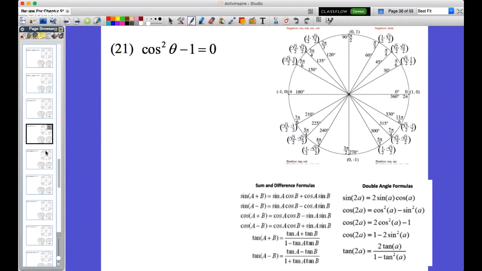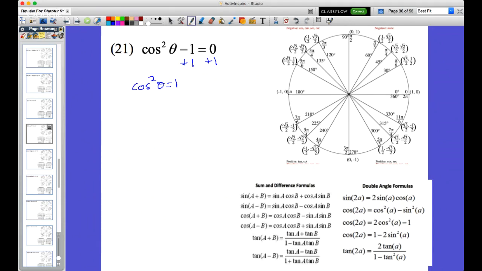So for 21, cosine squared theta minus 1 is equal to 0. Again, we're going to try and solve this through factoring. So if I have cosine squared of an angle minus 1, I want to isolate this cosine squared, so we add 1 on both sides. You could substitute this out for an a. That's fine. I'm fine with that, but I just prefer not to, because it's going to be a little bit easier this way. Now, how do we get rid of something of cosine squared?